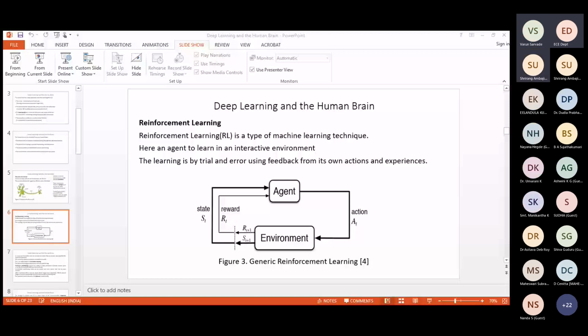Sir, yes sir, a neural network consists of an input layer, an output layer, and in between it has hidden layers.